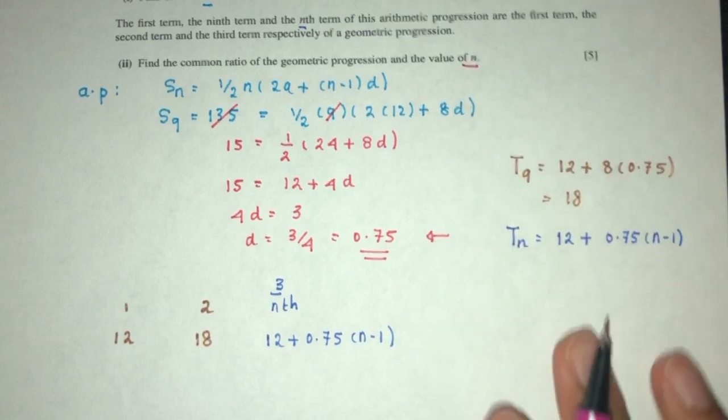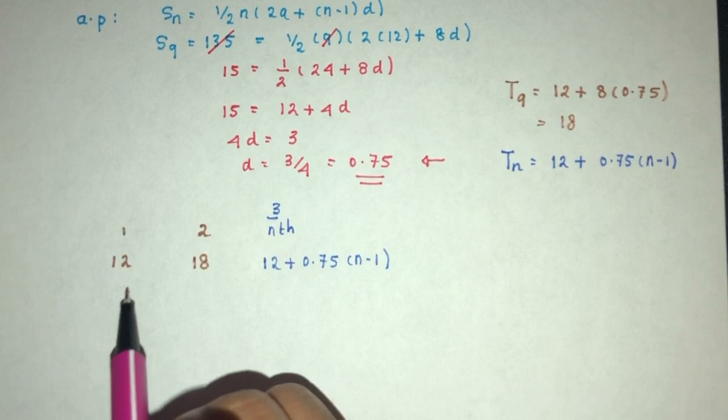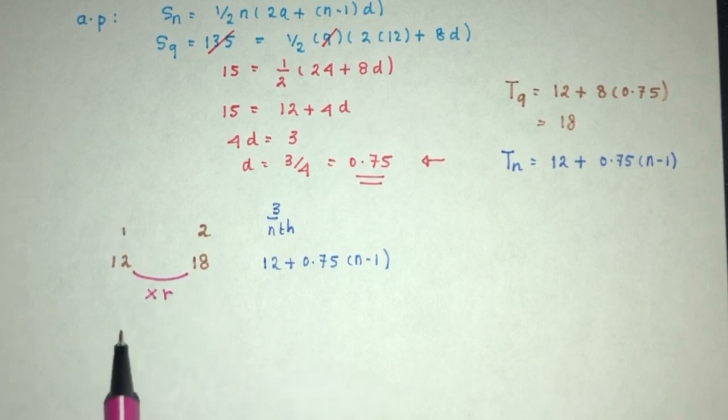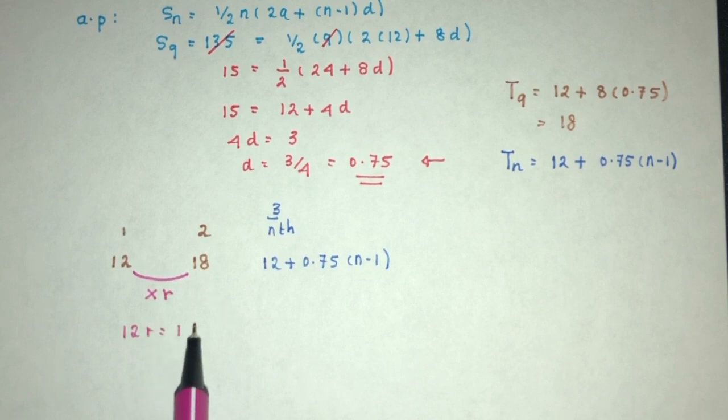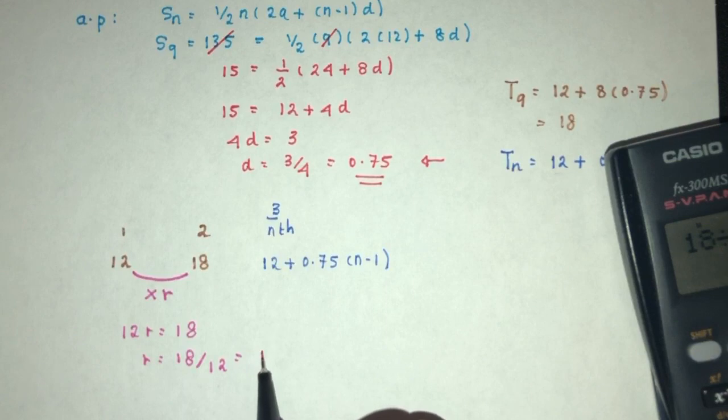So pretty easy. Common ratio is r. So how do you find r? We know that r is what? When you take the first term, multiply by r, you're supposed to get this. So 12 times r is 18. So r will be 18 divided by 12. That will be 1.5.